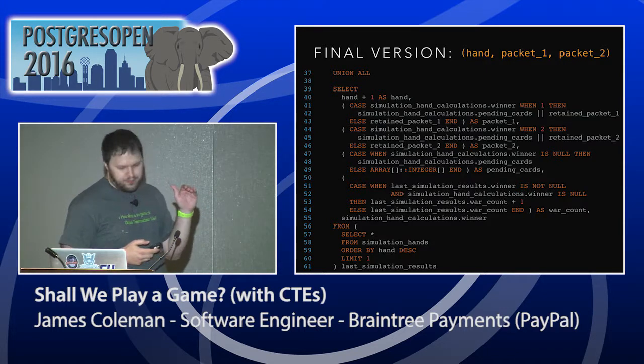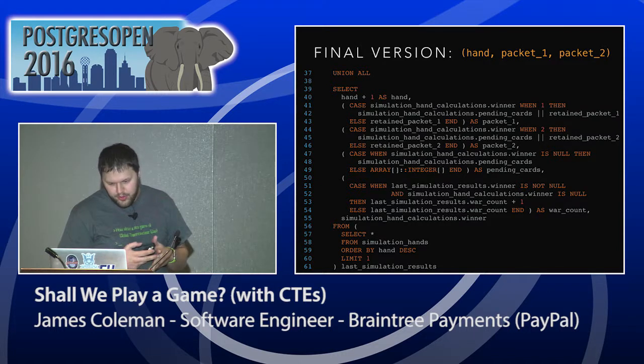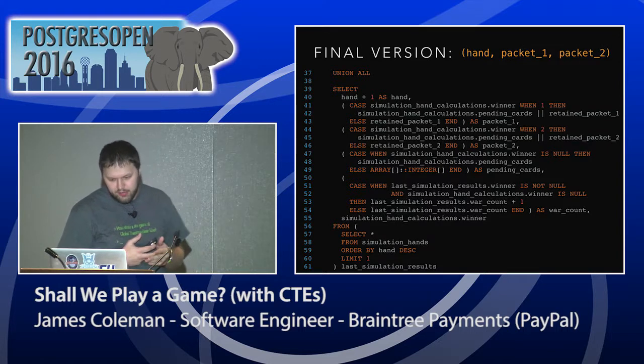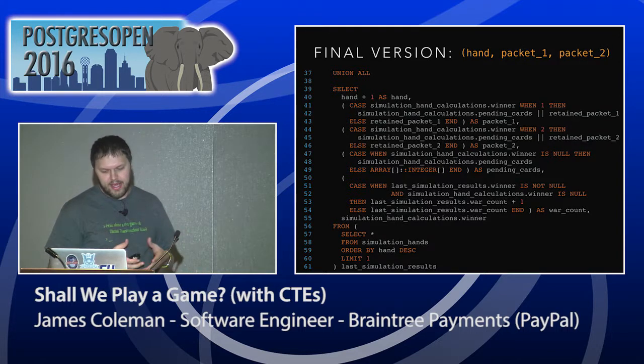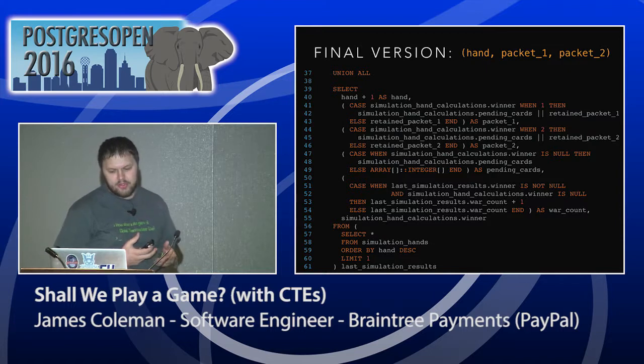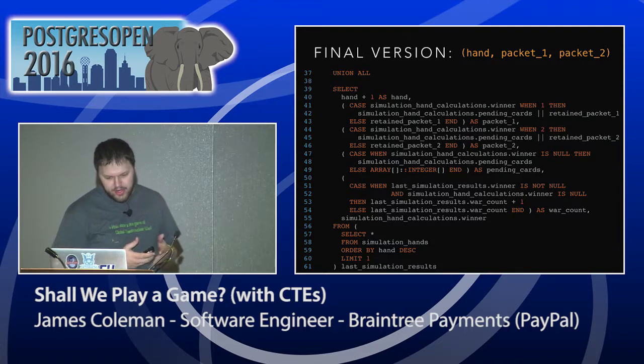Basically, on lines 41 and 42, and then the next 2 are essentially the same, or I guess there's 3 lines there, we check to see if we have a winner, and if we do, the pending cards and their retained packet merged together is their new packet. Same thing for player 2. If there wasn't a winner, then we need to carry on the pending cards to the next round. Otherwise, if we're ending a war, we're going to make sure that that's empty. And then we also increment the war count if we did have a winner last round, but we don't have one now.